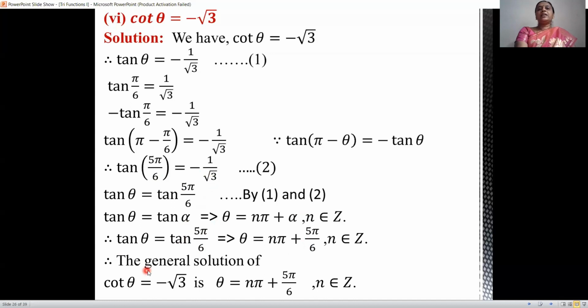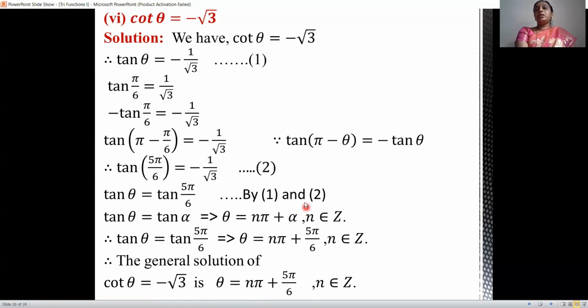And taking the reciprocal of tan theta, we get cot theta, and the reciprocal of minus 1 by root 3 is minus root 3, which means our original problem. Therefore, write down the general solution of cot theta is equal to minus root 3 is theta is equal to n pi plus 5 pi by 6, n belongs to Z.